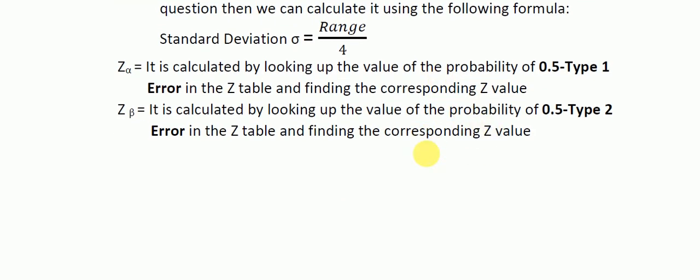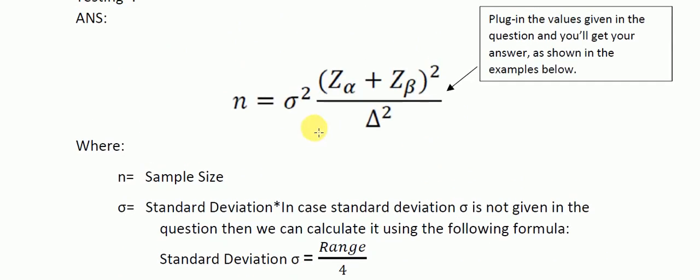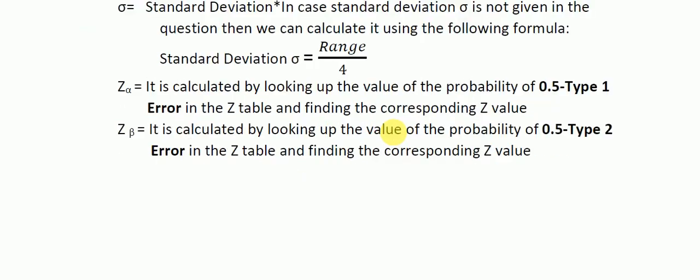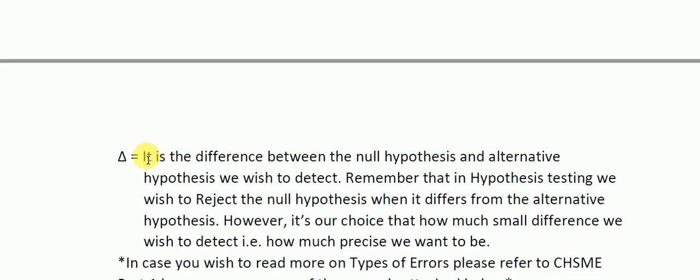Okay, so now we know how n, which is the sample size, works. We know what's the standard deviation, how we calculate it, or we actually find its value in the question. Then what's Z alpha and what's Z beta, we'll go on to see how we actually calculate their values once we look at the examples. Then we take a whole square and then we divide by delta square. So what's delta? Delta is the difference between the null hypothesis and the alternative hypothesis we wish to detect.